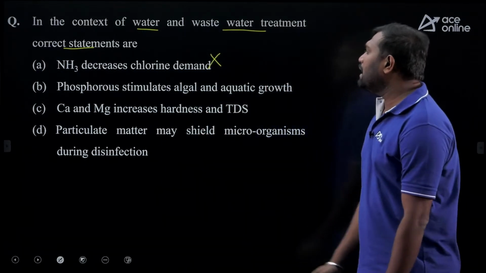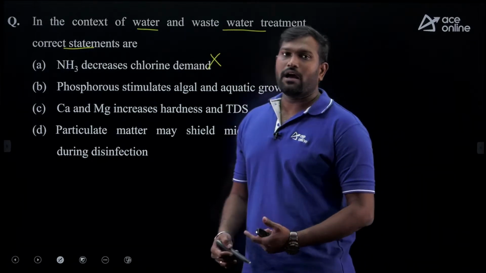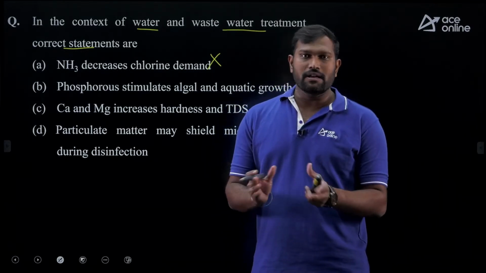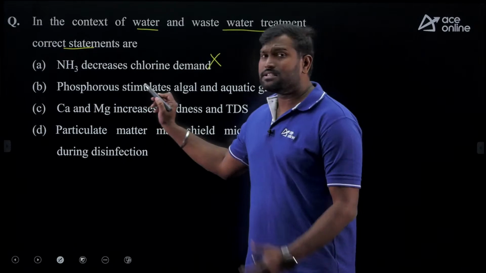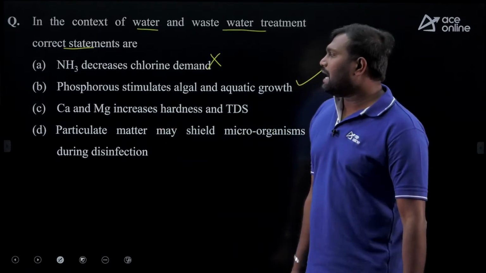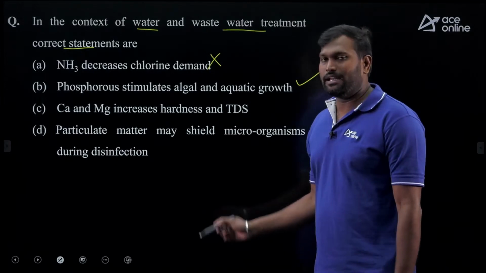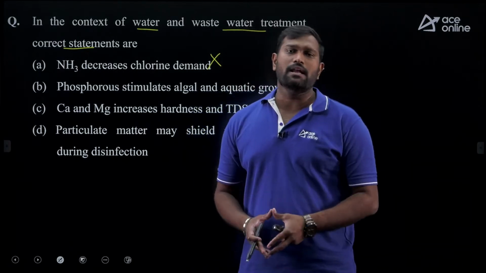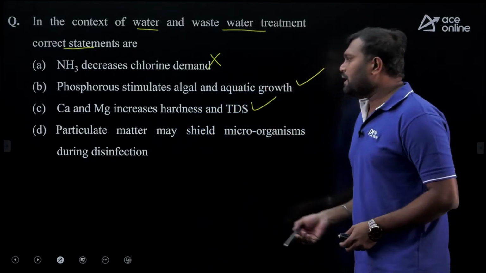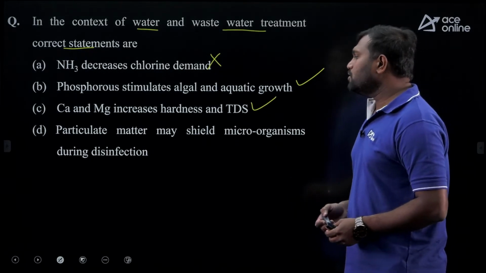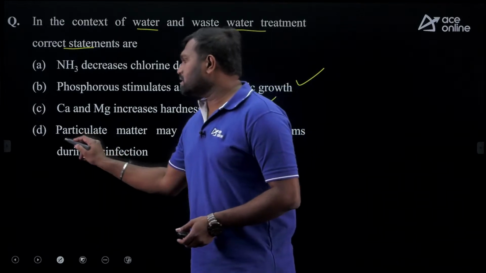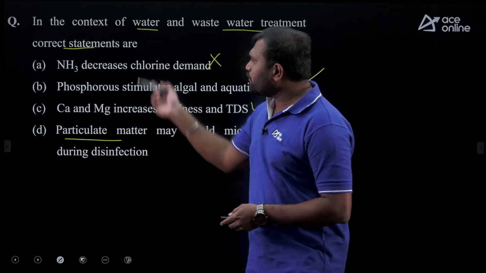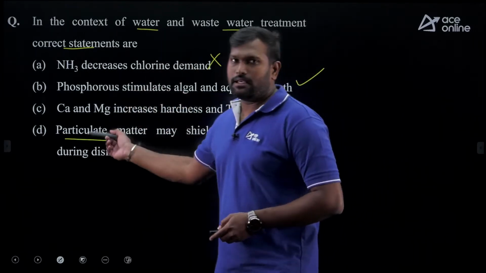And phosphorus stimulates the algal and aquatic growth. Yes, in the case of the lakes, due to fertilizers, due to presence of the phosphorus, it is going to act as a natural fertilizer for the growth of the algae. So phosphorus stimulates the growth of the algae. This is true. Calcium and magnesium increase the hardness and TDS, obviously. So the main multivalent cations that cause the hardness are calcium and magnesium. This is also true. Particulate matter may shield microorganisms during disinfection. Yes, particulate matter, which is nothing but the suspended solids, will act as a shield for the microbes. So out of these the correct statements are B, C and D.